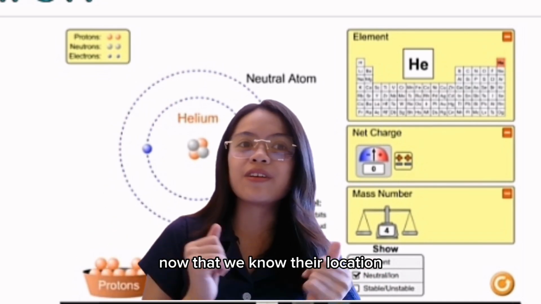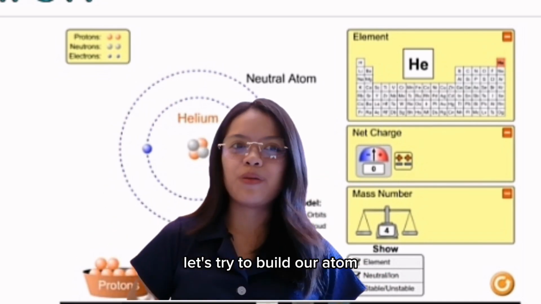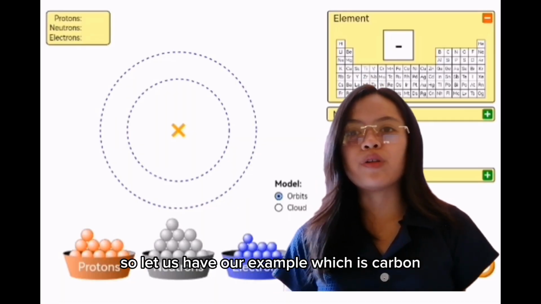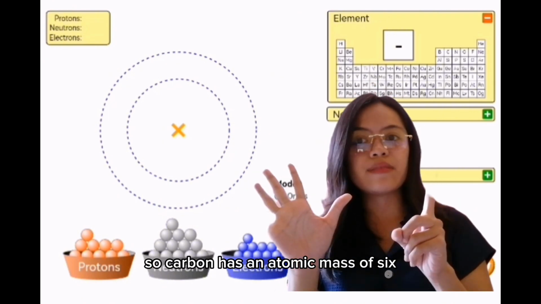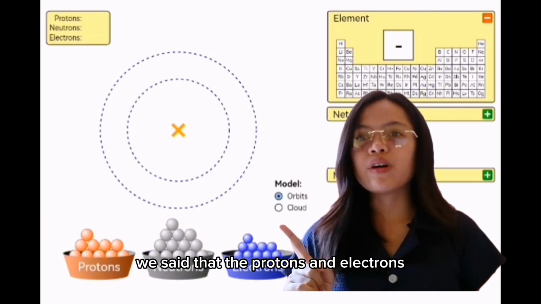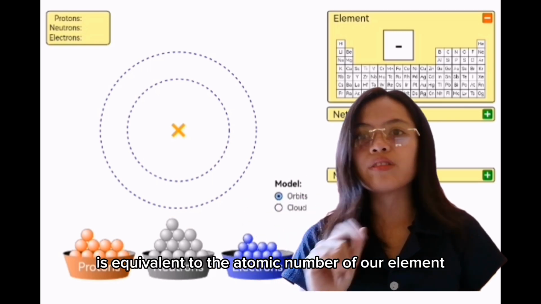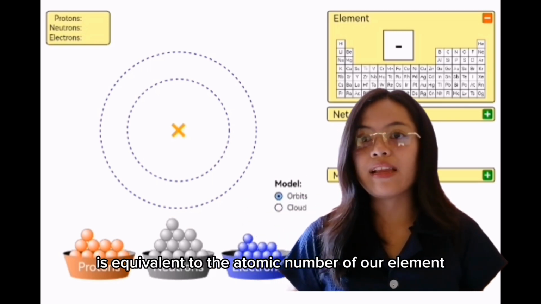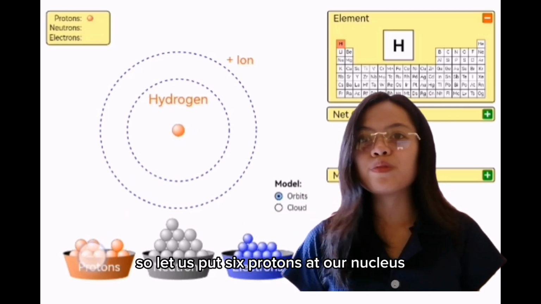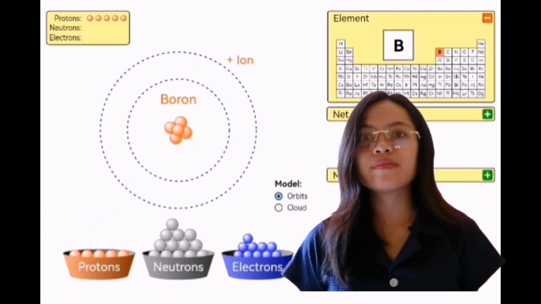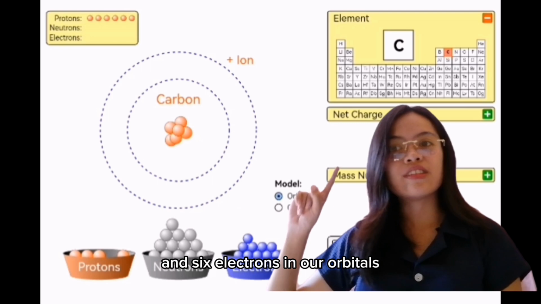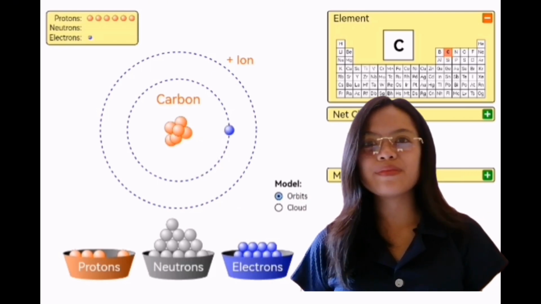Now that we know their location, let's try to build our atom. So let us have our example, which is carbon. So carbon has an atomic number of 6. We said that the protons and electrons are equivalent to the atomic number of our element. So let us put 6 protons at our nucleus and 6 electrons in our orbitals.